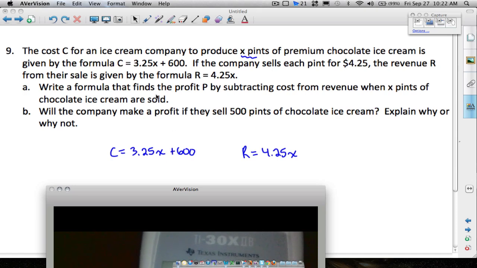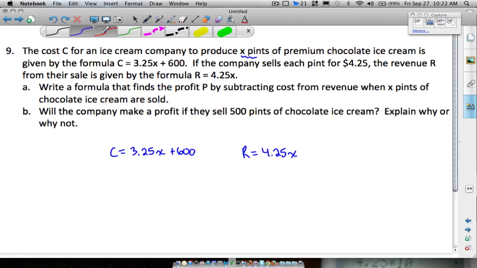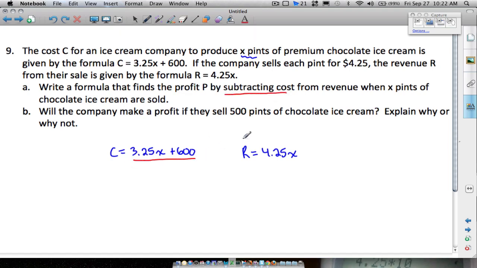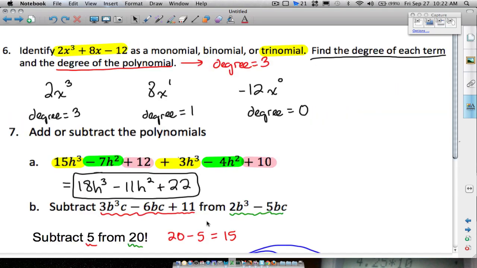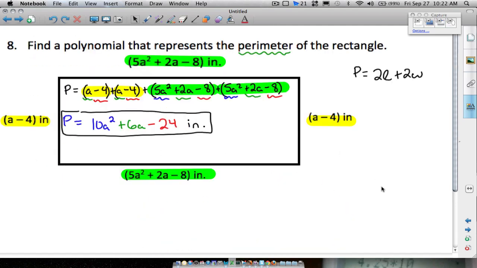How do you find your profit? Well, that's what question A is asking you to do. Question A says, write a formula that finds the profit P by subtracting the cost. We want to subtract this from the revenue. Well, we did a problem earlier in this video where we subtracted something from something else. And if you recall, look back at the video. Where is it at? Oh, it was right there. We subtracted blah from blah. What we ended up doing was we took the second piece and we subtracted the first piece by the way it's worded. And that's exactly what we want to do in this problem here.